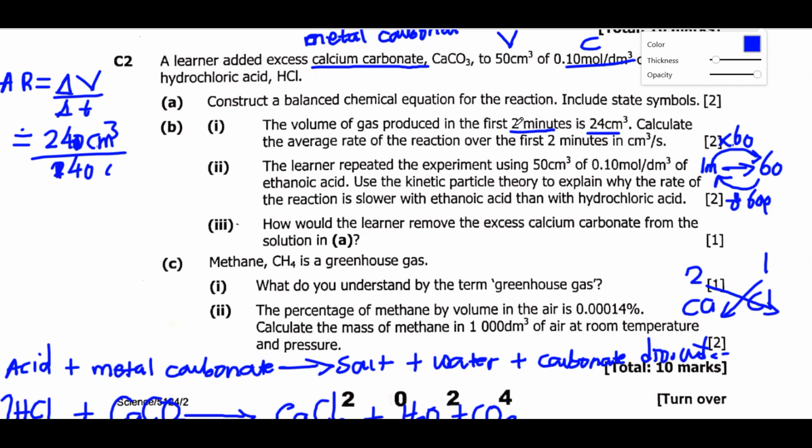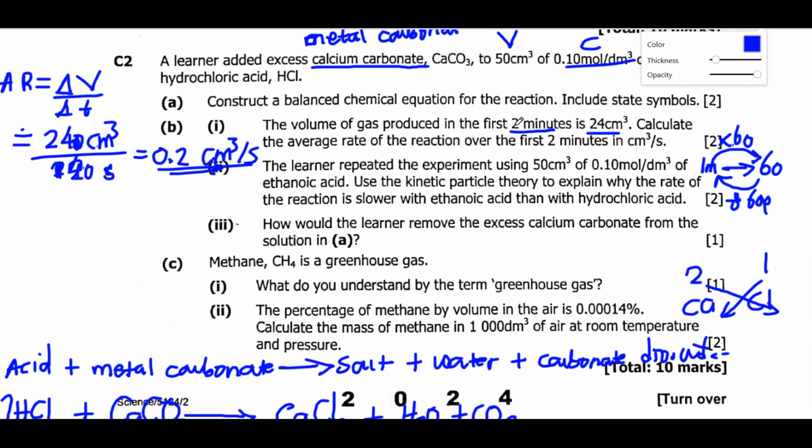120, not 240. So 120 seconds. So 224 divided by 120. I'm getting 0.2 cubic centimeters per second. So this is my final answer. We move on to question number 2.